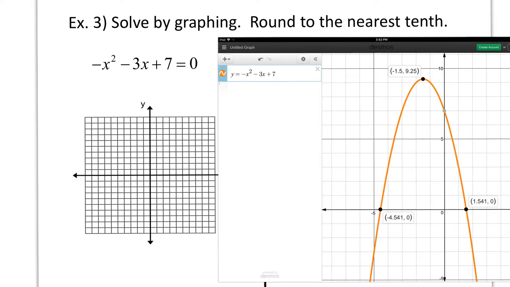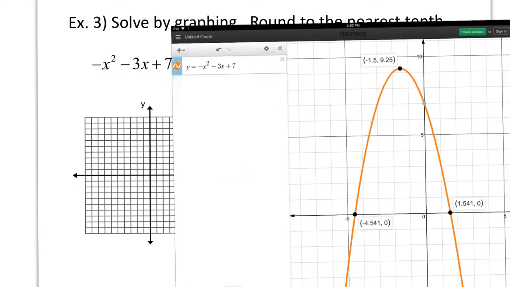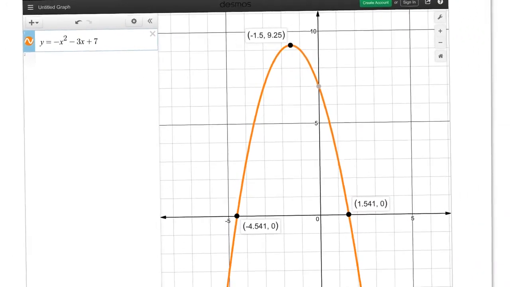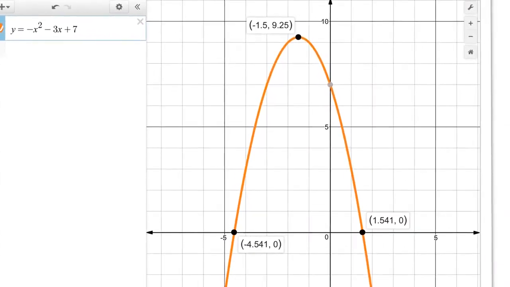So I'm going to show you the graph here, and when you look at the x-axis, you notice that the parabola is crossing that axis. So the x-axis is here. We have 2 points here, and with decimals, that's what's nice about this app. It gives you the actual value of those x-intercepts, or where the parabola touches the x-axis. So one of them is at negative 4.541, and this one is 1.54. So we have our two answers, and we want to round to the nearest tenth, which means one number after the decimal.